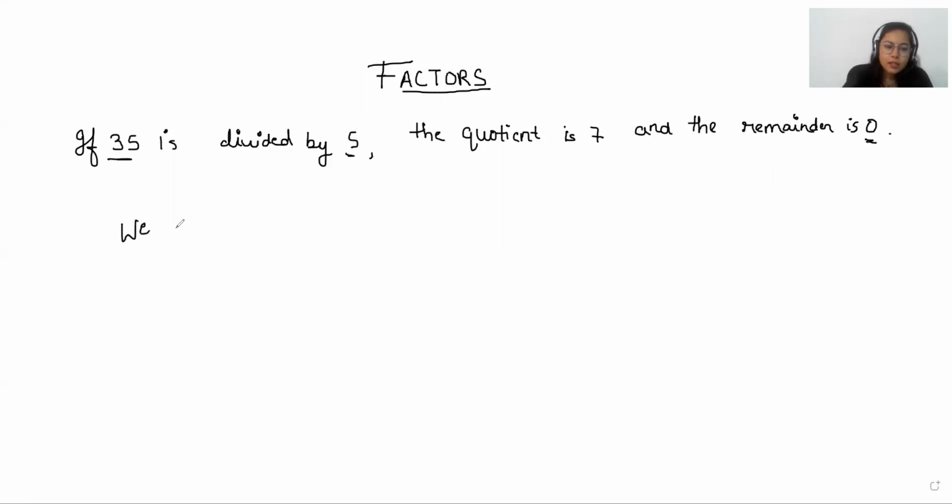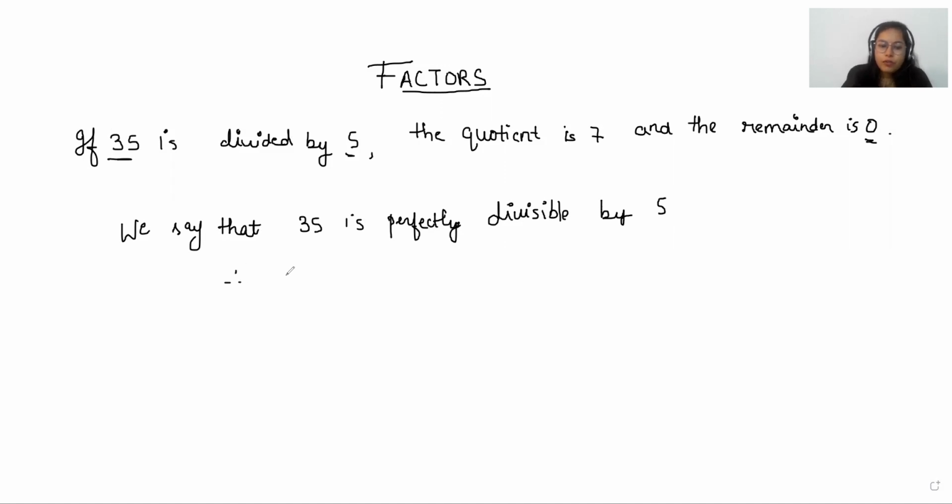So we say that 35 is perfectly divisible by 5. Therefore, 5 is a factor of 35. I hope it's clear what a factor is. So let's take some examples and discuss this.